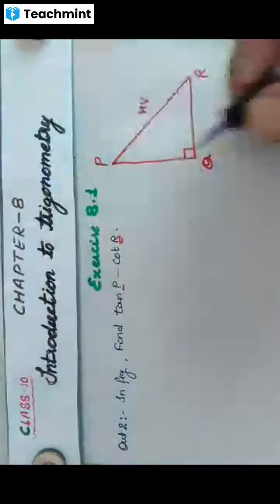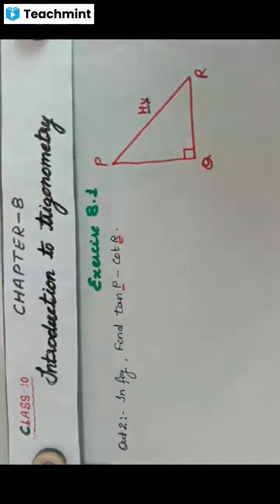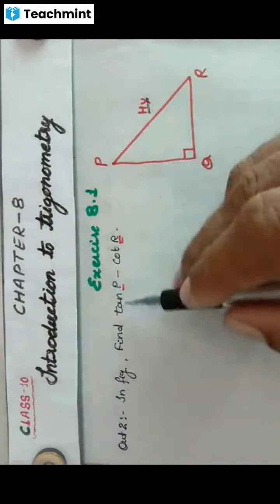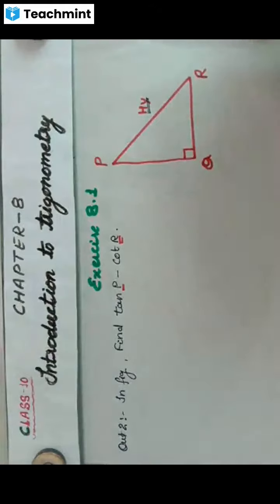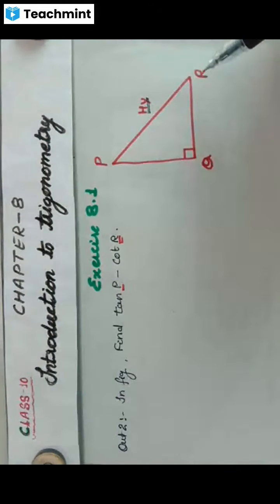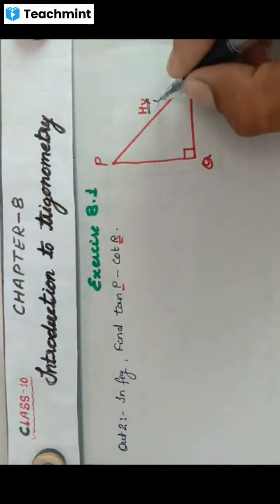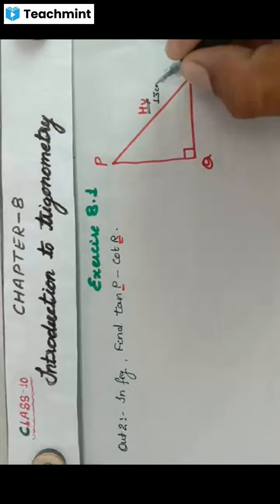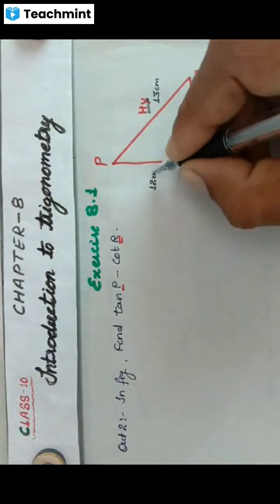In this figure, P is at the top, Q is 90 degree. So opposite the 90 degree is the hypotenuse. This is a confirmed side. R is here. But if we consider P as a theta, then the base will be different and perpendicular different. If R is theta, then base will be different and perpendicular will be different. So I am not going to write base and perpendicular, we will only write the given information. PR is given, this is 13 centimeter, and this part is given, 12 centimeter.